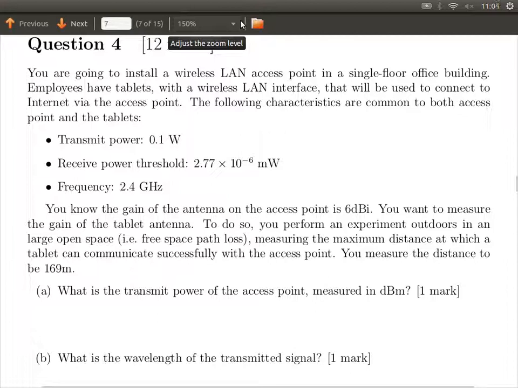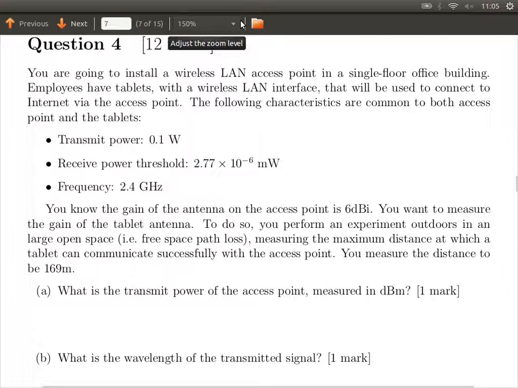Let's explain the scenario first. If you read through the description, we see that there's a wireless network, a wireless LAN. There's an access point, like the one on the wall, and there are some users with tablets. So they are connecting to the access point. And we know characteristics of those devices. For example, they both transmit a signal with a power of 0.1 watts.